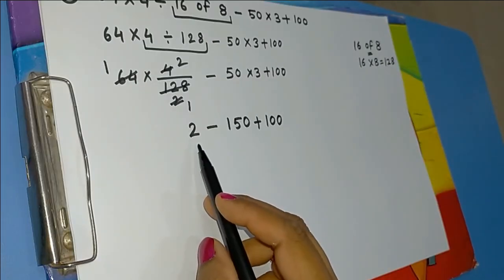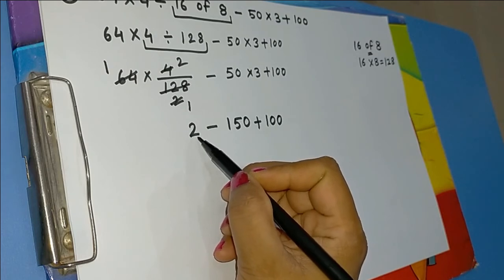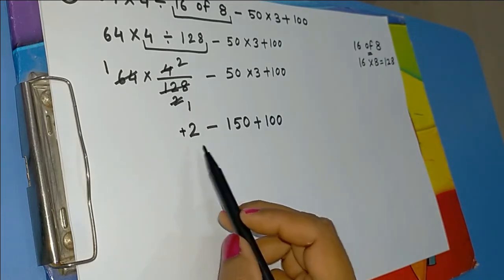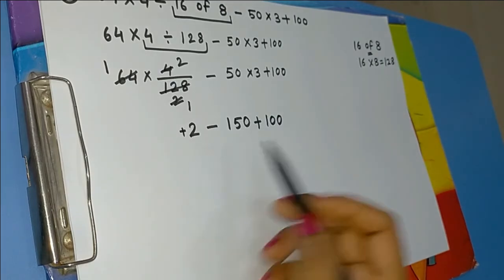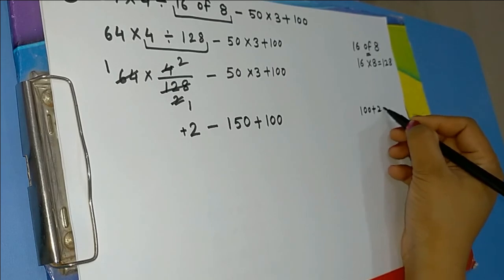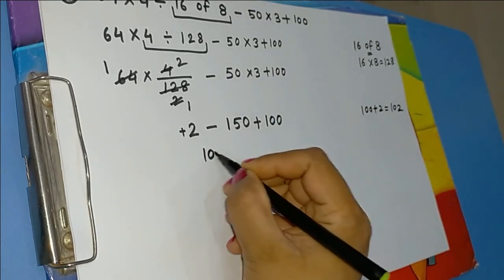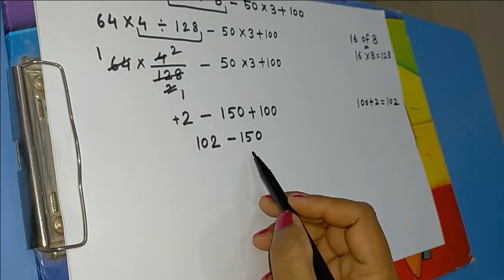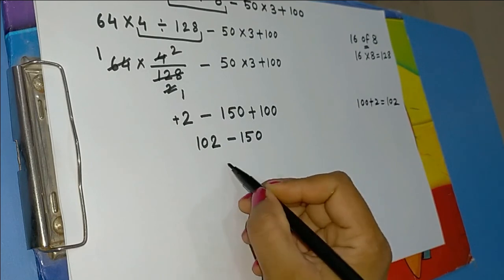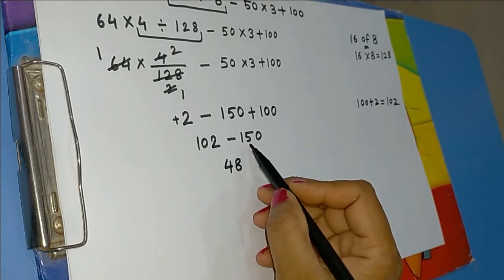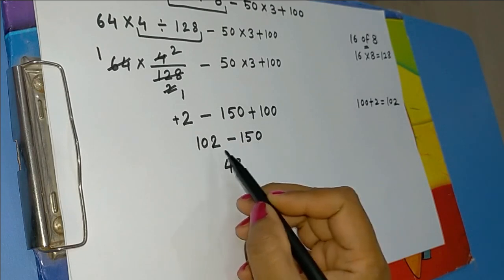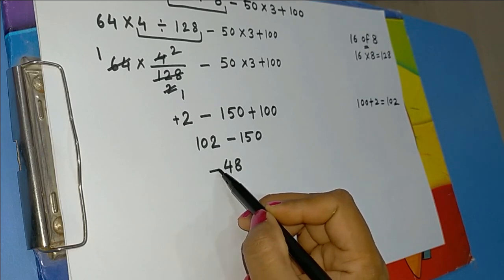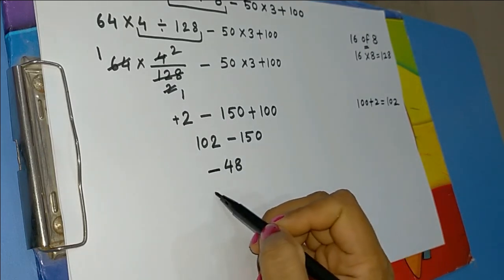Here you can see that there is no sign present before 2, and by default if any number doesn't have any sign, it means there is a plus. Now we need to solve all the plus. So here 100 plus 2, that is 102 minus 150. And now 102 minus 150 is 48, and as you can see that 150 is bigger than 102, and 150 contains minus as a sign, so we need to put a minus sign here. So here we got the answer.